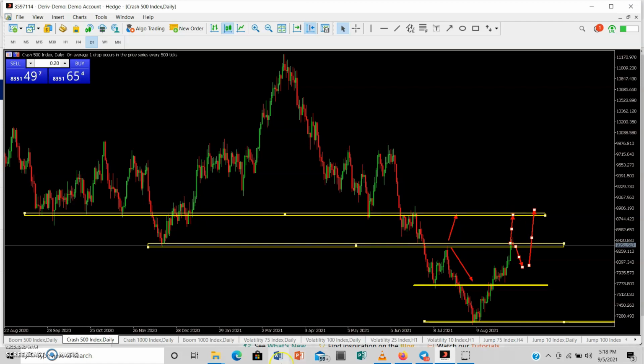Okay, not wasting much time on Crash 500 because we're currently in the decision making zone, so there is no clear direction yet. But like I said, what's probably going to happen is the market will push down a little bit and then continue in the uptrend, as it seems that we are now heading up, right?